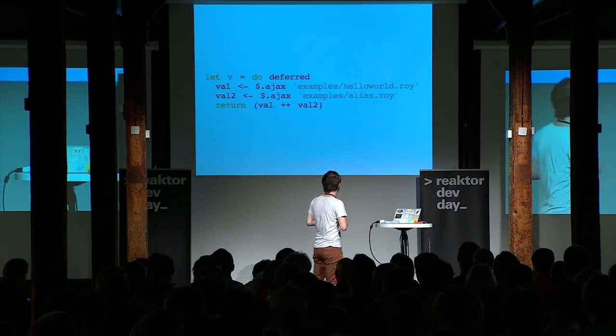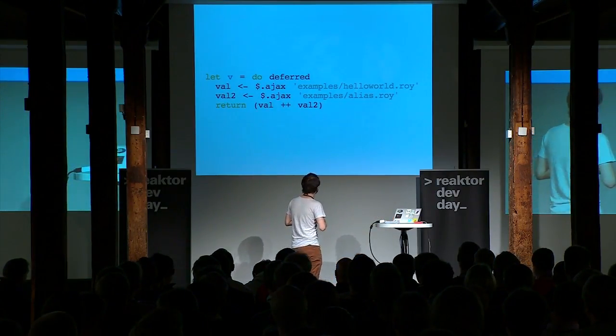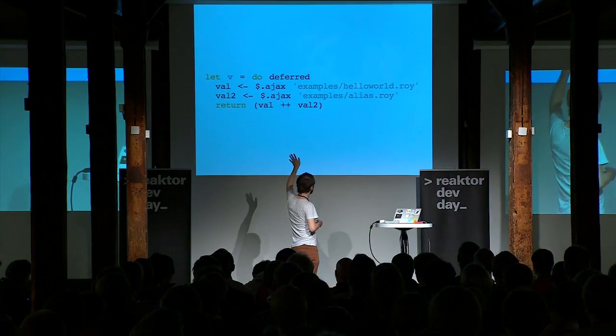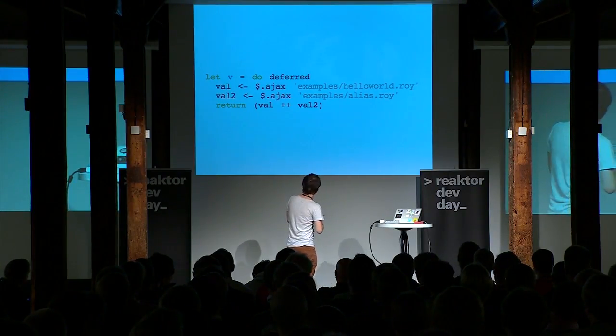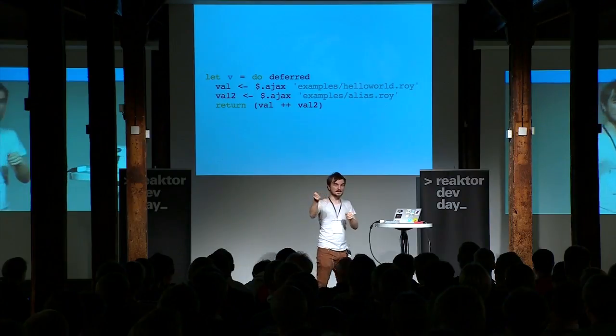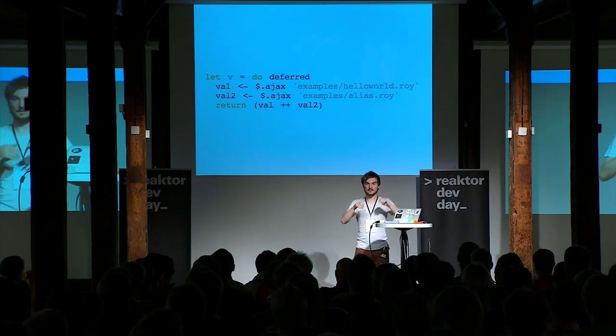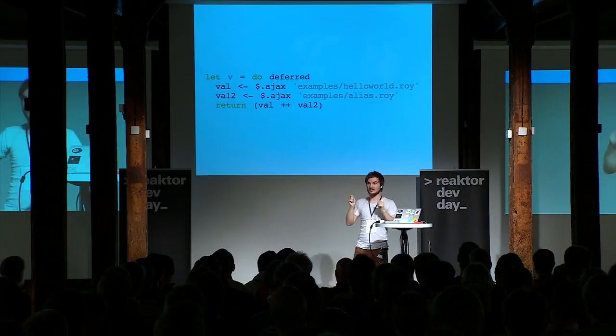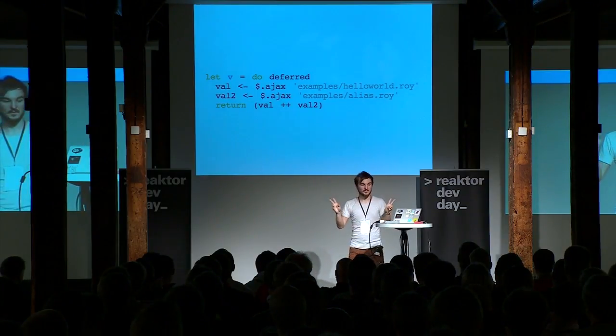And this is what we can write now. So this is synchronous looking code, but it's actually completely asynchronous. So we're doing an AJAX request, getting the value out, doing another AJAX request, getting the value out, and then we're adding those two and returning that back as a promise, or as a deferred. So we've got two deferreds, we've extracted values out and made a new deferred. So we've got a single deferred from two deferreds.